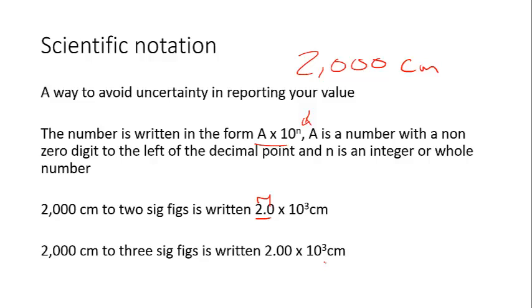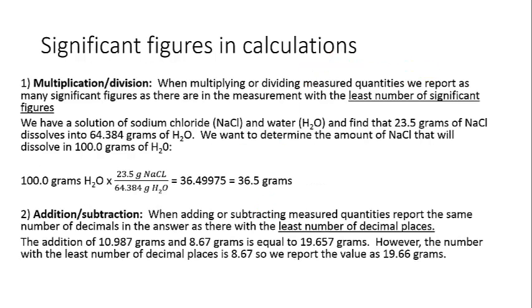So scientific notation is a convenient way to express very large or very small quantities that would be otherwise difficult to express in a decimal form. At this point, you may be wondering, how do we determine the number of significant figures to report in a measurement involving calculations? Well, very simply, we follow two rules.